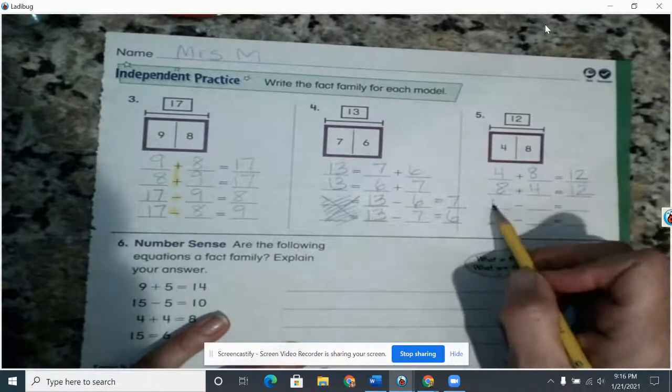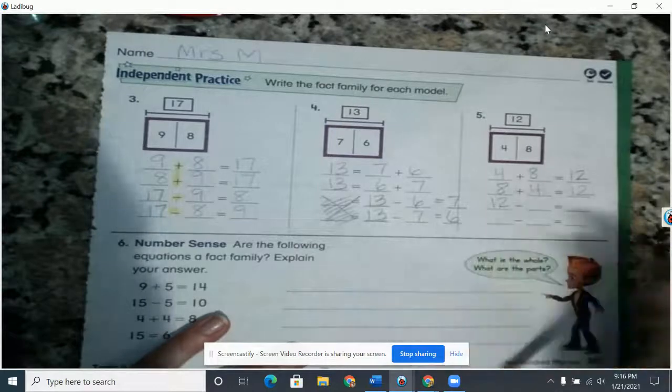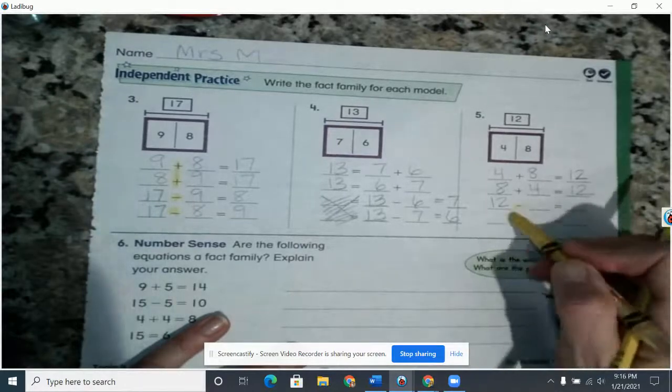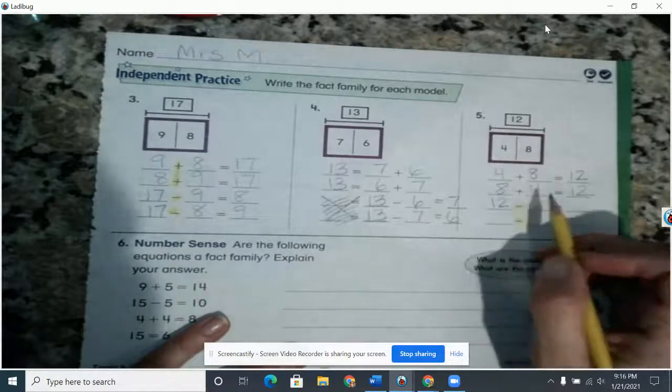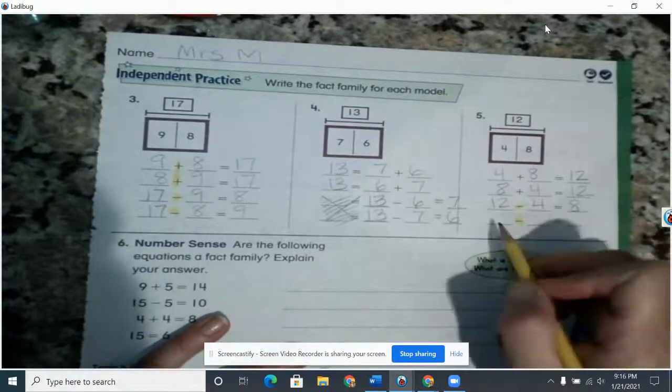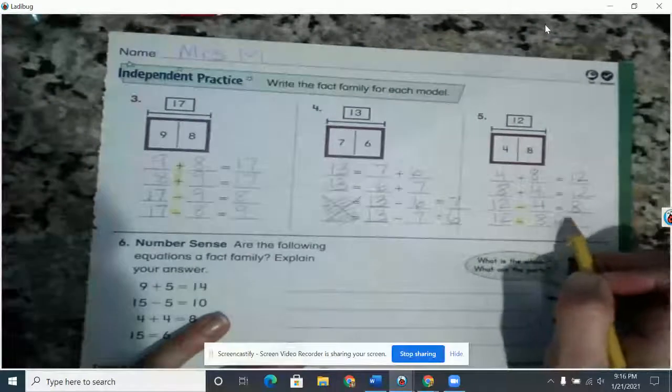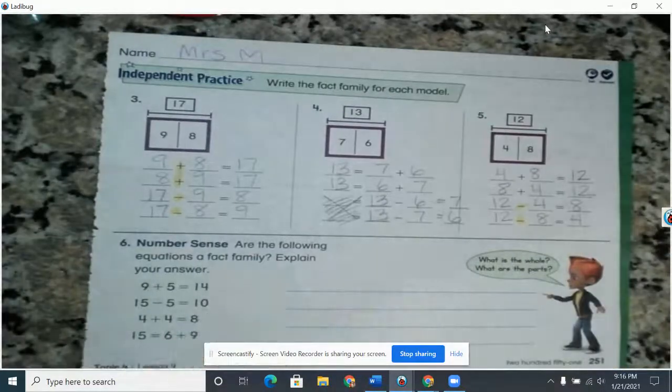Now my subtraction problem, 12 has to go first because it is a subtraction problem. You don't want to get that confused. And now I can use the same two numbers, just put them in different places. 12 minus 8 equals 4.